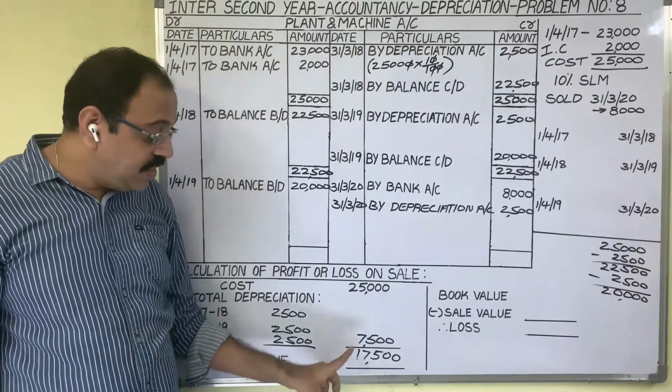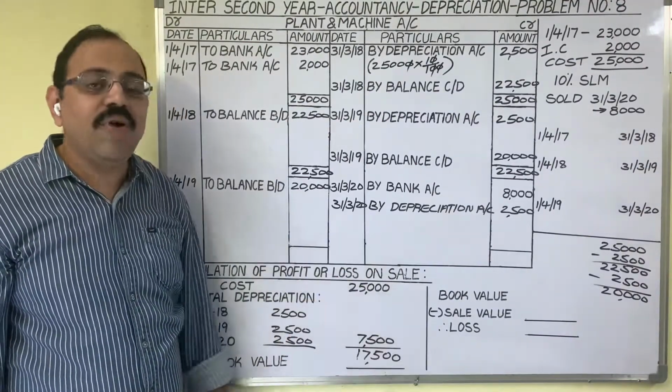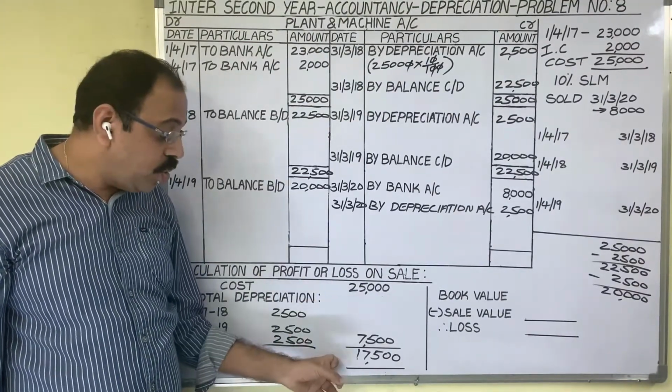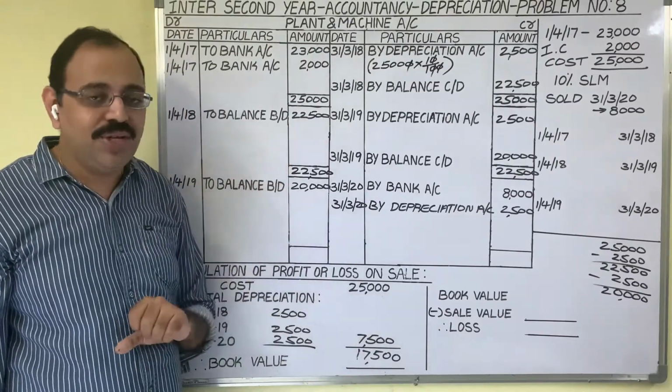Sometimes they may sell it for more than book value. Suppose they sold this asset for 18,000 rupees.